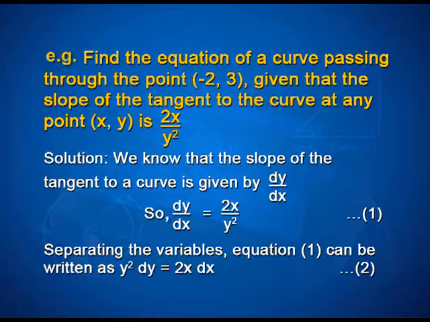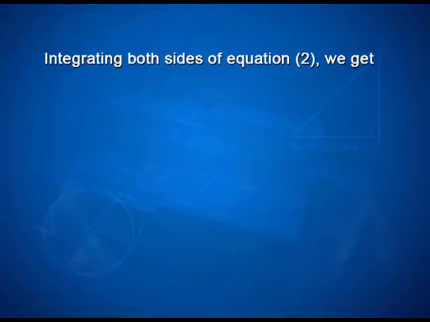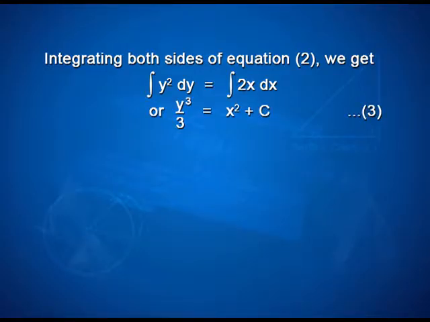Separating the variables in equation 1, we have y square dy is equal to 2 x into dx. Take this as equation number 2. On integrating both sides of this equation, we get integral y square dy is equal to integral 2 x into dx, or y cube upon 3 is equal to x square plus c. Take this as equation number 3.